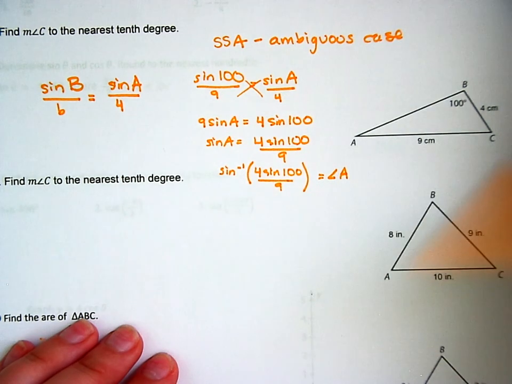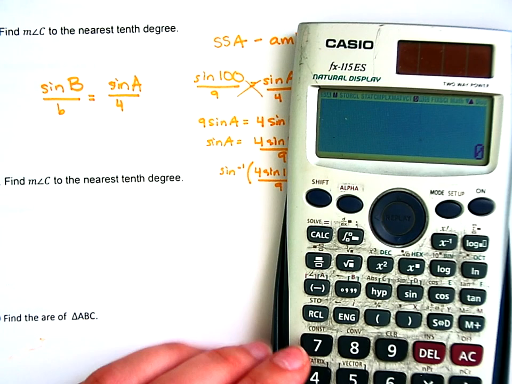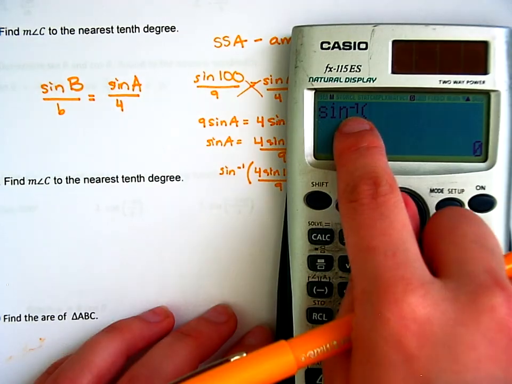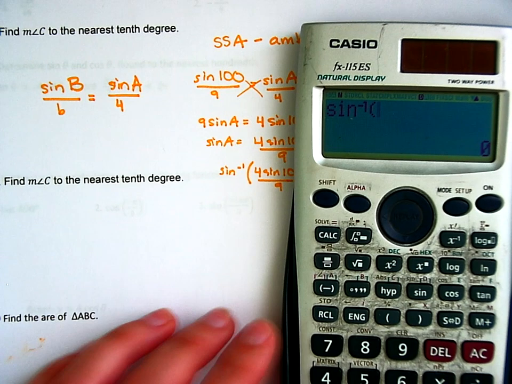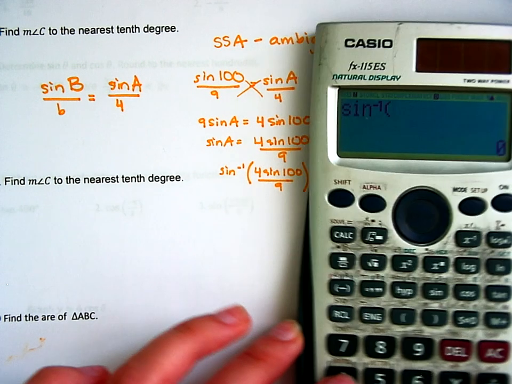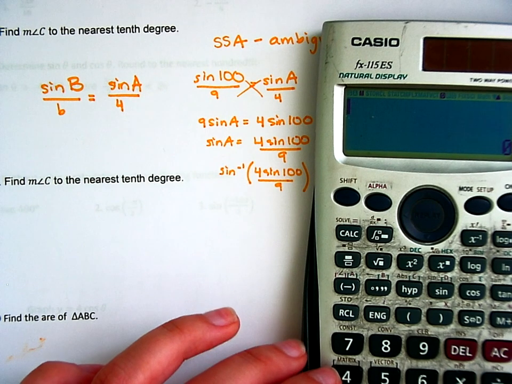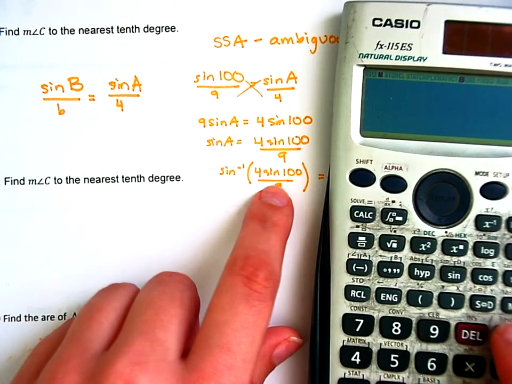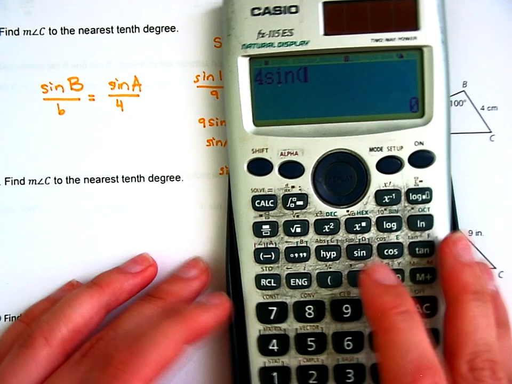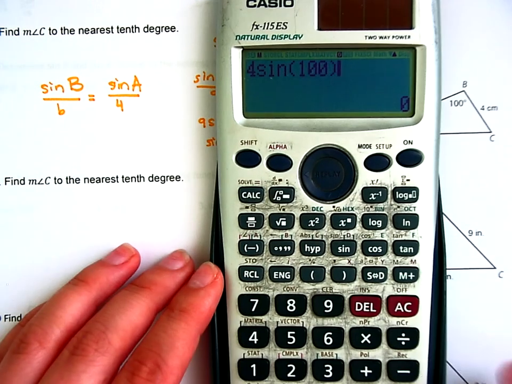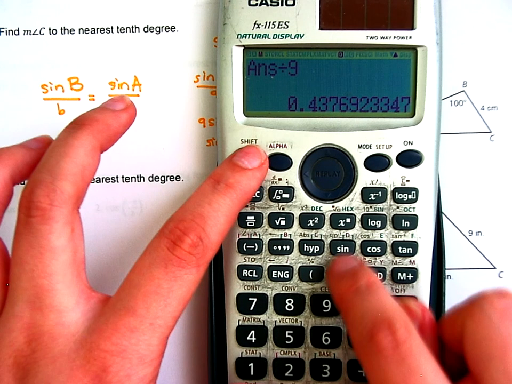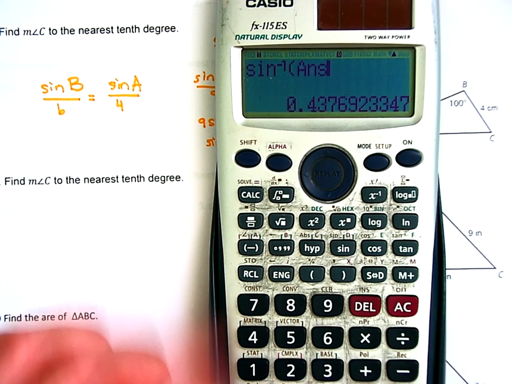All right, so let's try that out in our calculators. So we're going to do sine inverse, so I have to do shift sine, see how I have the -1 power here. And then in here, I'm going to do 4, let's see, you know what? Just to make sure we have the correct value, I'm going to calculate this first, then take sine inverse of it. So I'm going to do 4 times sine 100. I'm going to divide that by 9, and then I'm going to do sine inverse of that number.